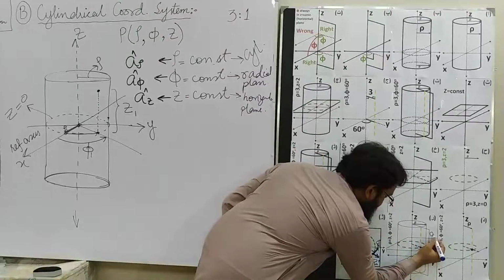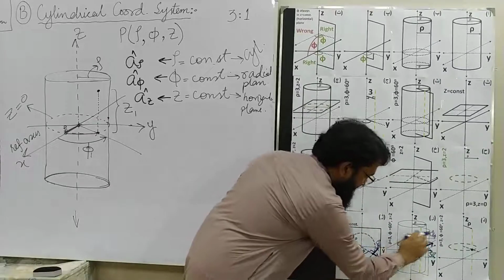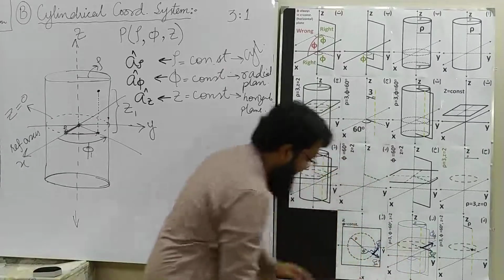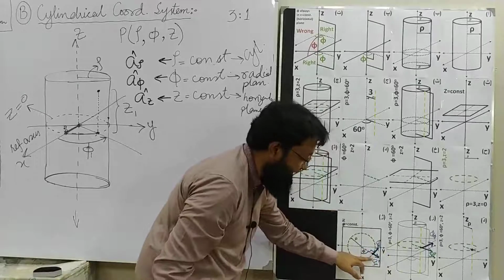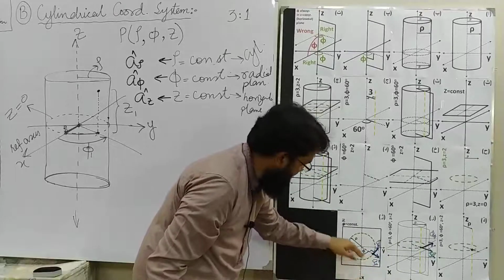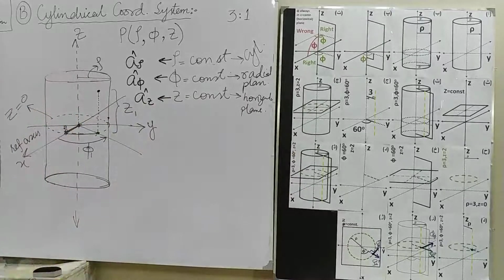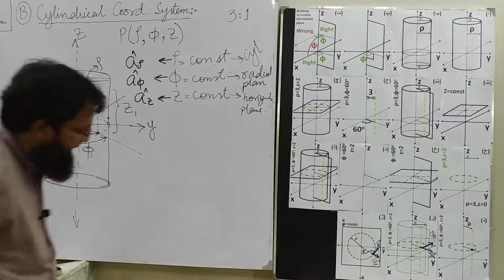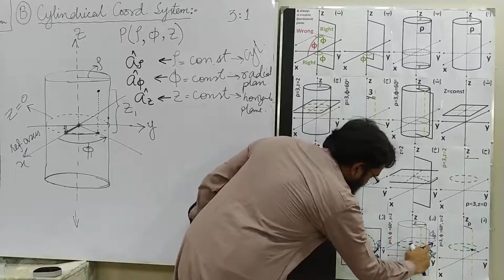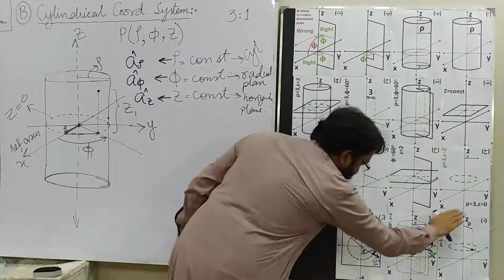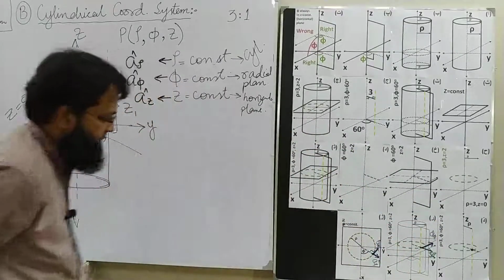Since we are trying to define a phi, that a phi should be perpendicular to this radial plane, and it is. You can see it from this two-dimensional diagram. This horizontal line is the phi equals constant line in the diagram, the phi equals constant line in three dimensions. This is the phi equals constant plane, and this a phi is perpendicular to that plane.